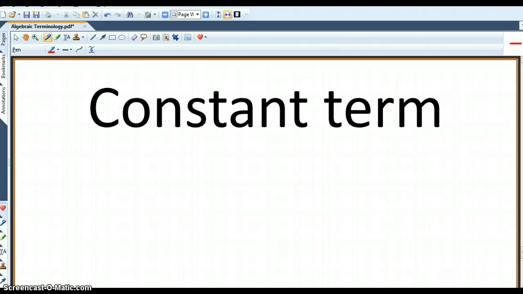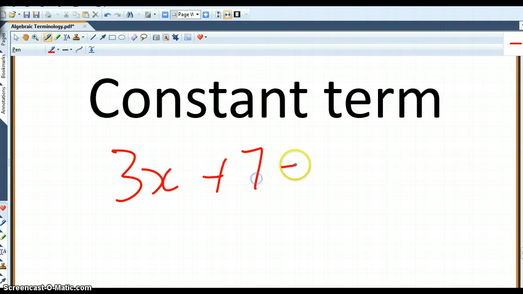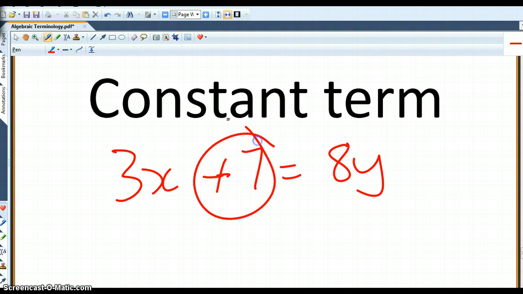Constant term. So your constant term is just the numbers. I did that earlier. Okay. So if I have 3x plus 7 equals 8y, where's the constant term? 7. So that's our constant term. Is this an expression? It's an equation. Yeah.